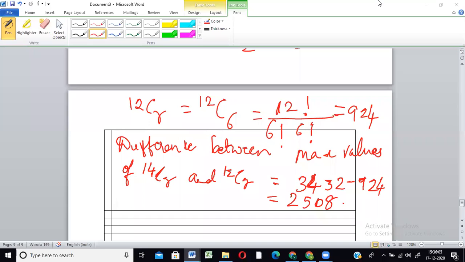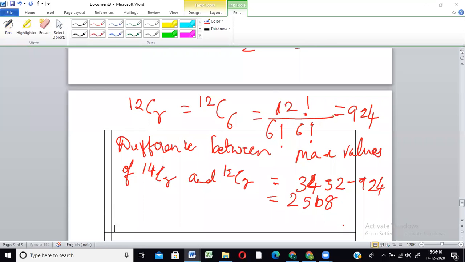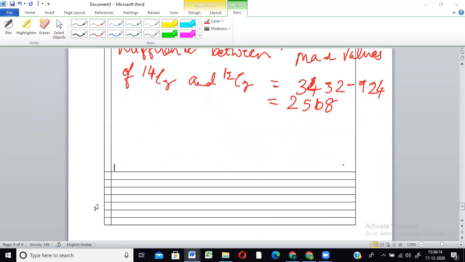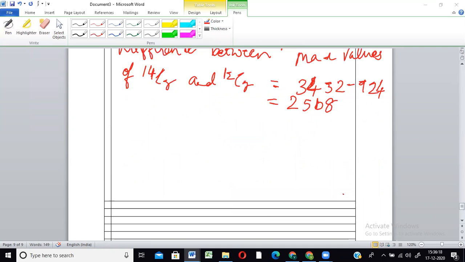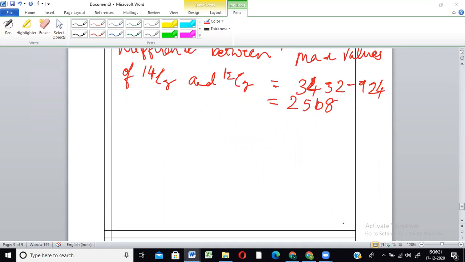Now suppose we have a similar question. With the previous question we had both evens, right? If in case you have both odds, then again you're going to use the same formula as I said. But now let us do one problem in which one number is even and one number is odd. And hopefully your doubts will be cleared.